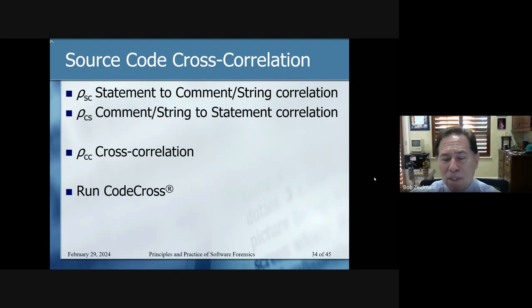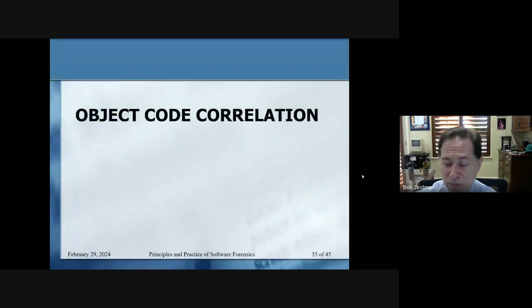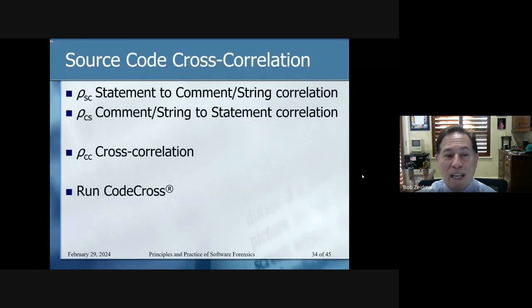And what programmers do is they often take code, turn it into a comment so it doesn't work anymore, but use it as a reference to create new code. And that is copyright infringement, and it can be trade secret theft. And we found that so often that I actually define source code cross-correlation, which is a correlation between comments, between non-functional code and functional code. And the CodeSuite tool that does that comparison is called code cross.